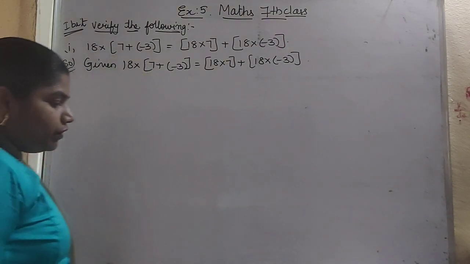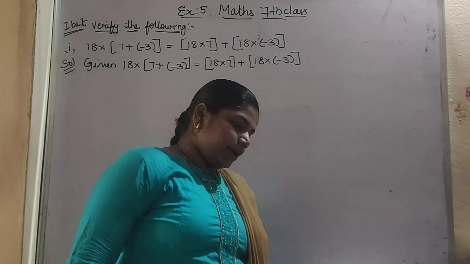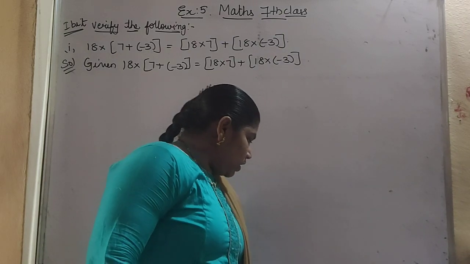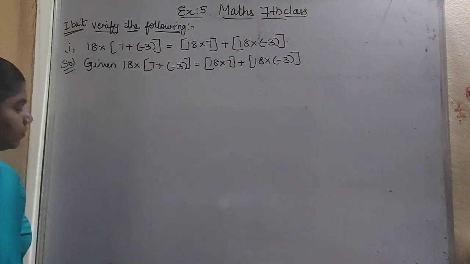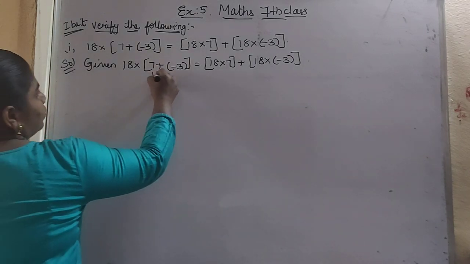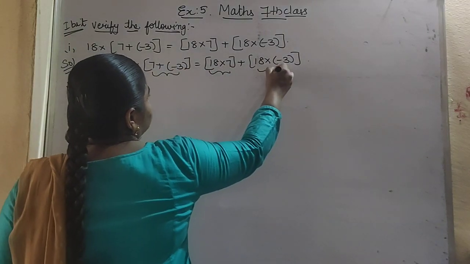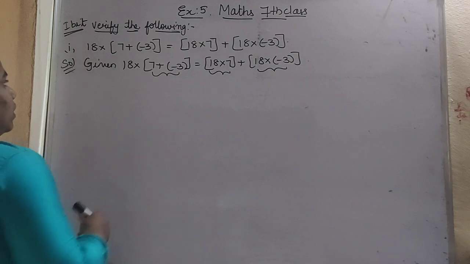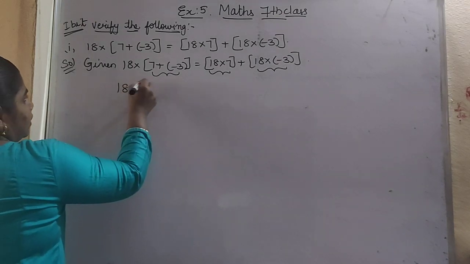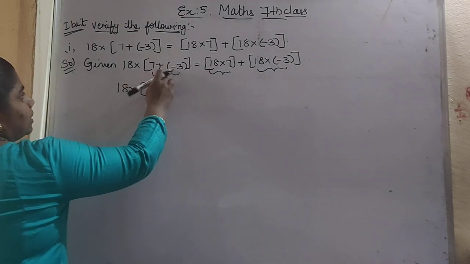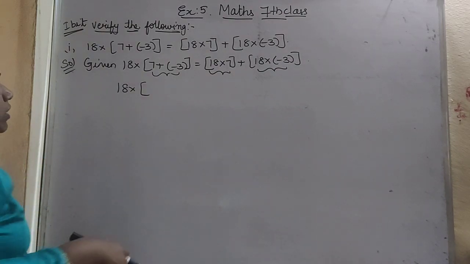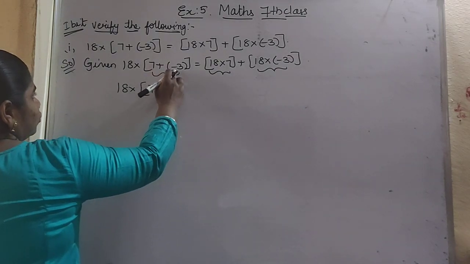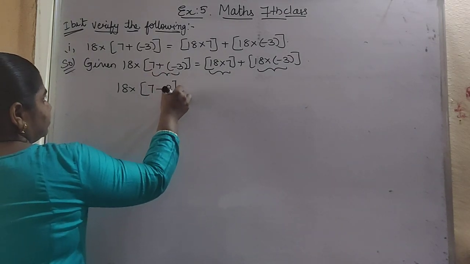Now first we have to solve the bracket values. Bracket numbers we have to solve first. So that will be this part, this one and this one and this one. The bracket values we have to solve. So here 18 into, here you are seeing the double sign, so make it into single sign. So plus 7, plus into minus is minus 3.